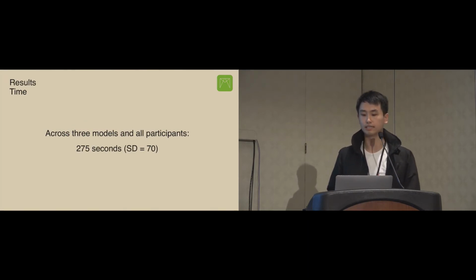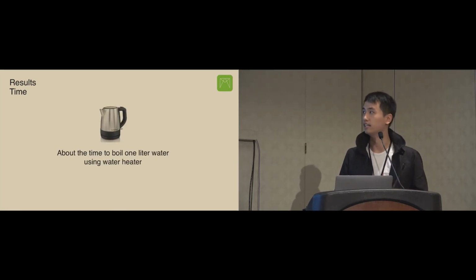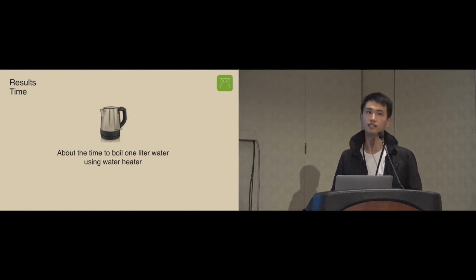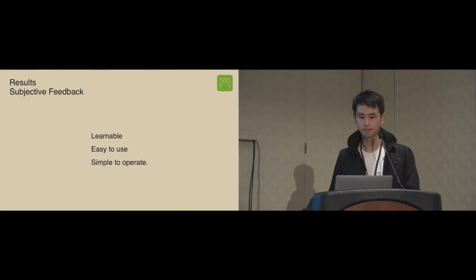The results show that across all of these models and participants, the mean time to annotate a model was 275 seconds. So how fast is that? Just to give you some reference, it's about the time to boil 1 liter of water. So if you are waiting for your hot water or you are making your coffee, do something good and annotate a model for blind students.